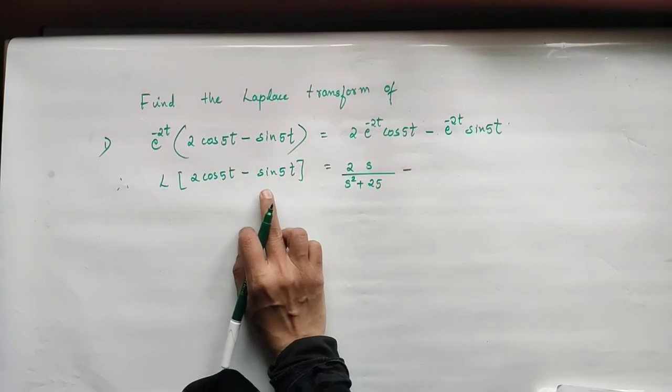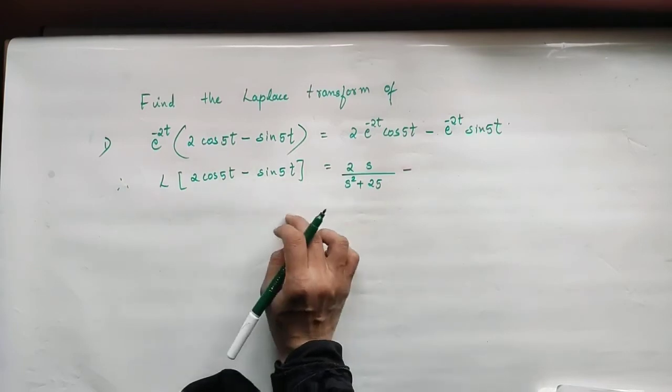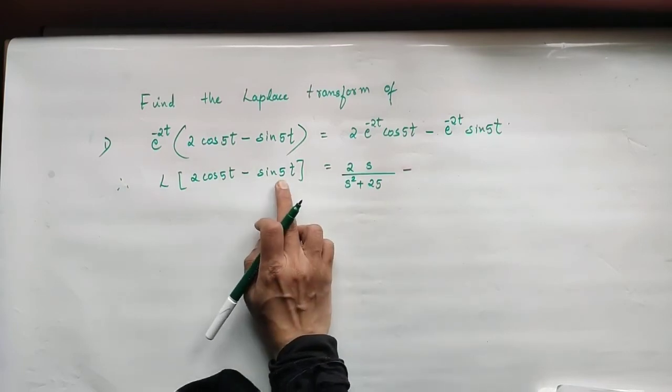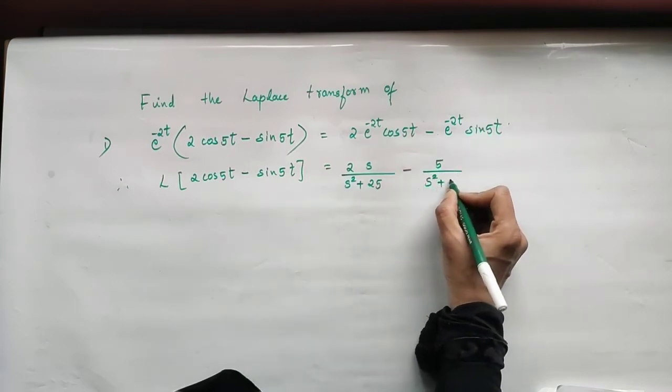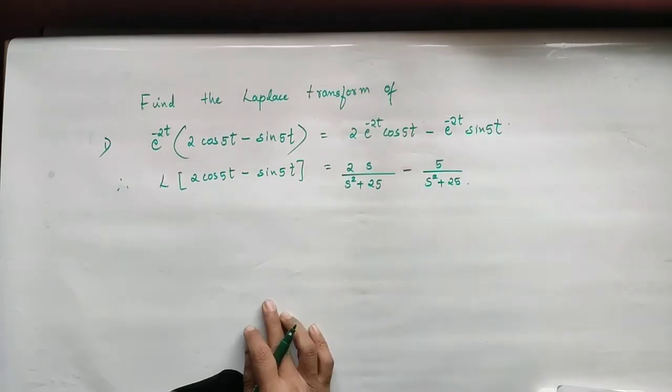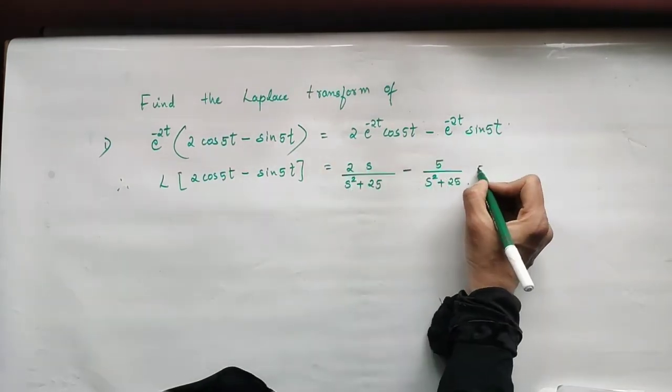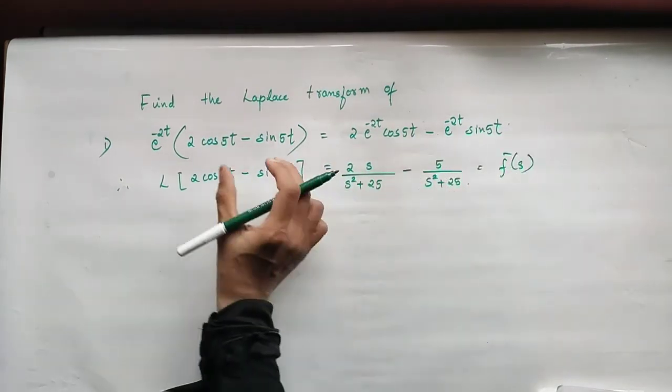The Laplace transform of sin at is a divided by s square plus a square. Here the value for a is 5, so that becomes 5 divided by s square plus 5 square, which is 25. So this is what you get as the Laplace transform. This is your f bar of s. The bracket you have solved now.